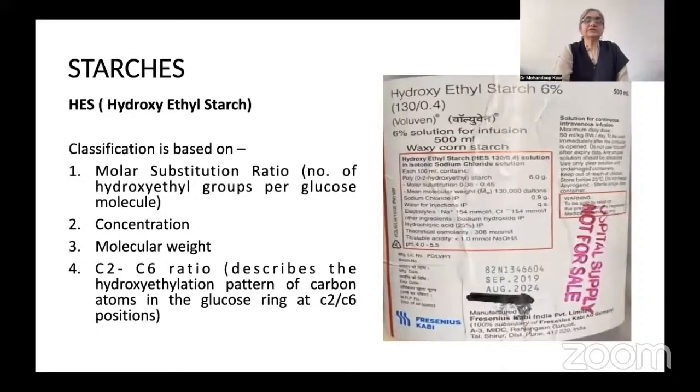Hydroxyethyl starch classification is based on molar substitution ratio, which is defined as number of hydroxyethyl groups per glucose molecule, and then concentration, molecular weight, then C2/C6 ratio. This describes the hydroxyethylation pattern of carbon atoms in the glucose ring at C2 and C6 positions.